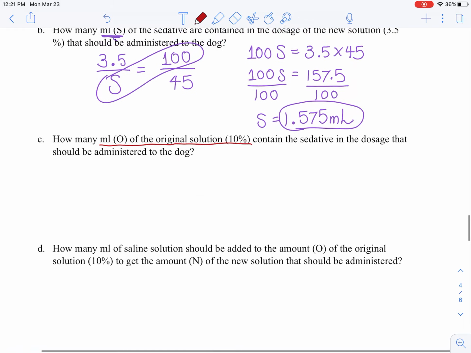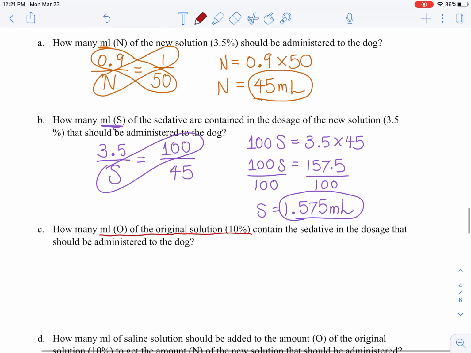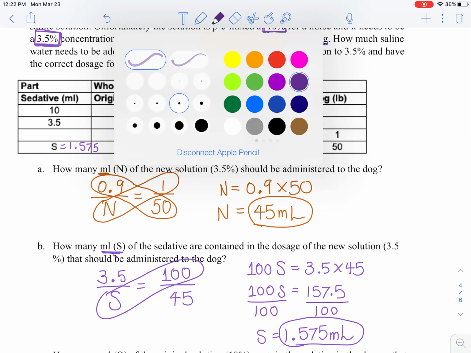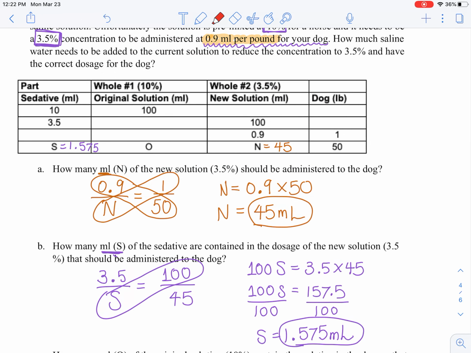Let me go find O, okay? We are trying to find O this time, so let me highlight the O in red. O is right here. Now what we want to do is find at least 3 other quantities that we can use to set up a proportion. I'll let you take a look. I'm going to take a look too.